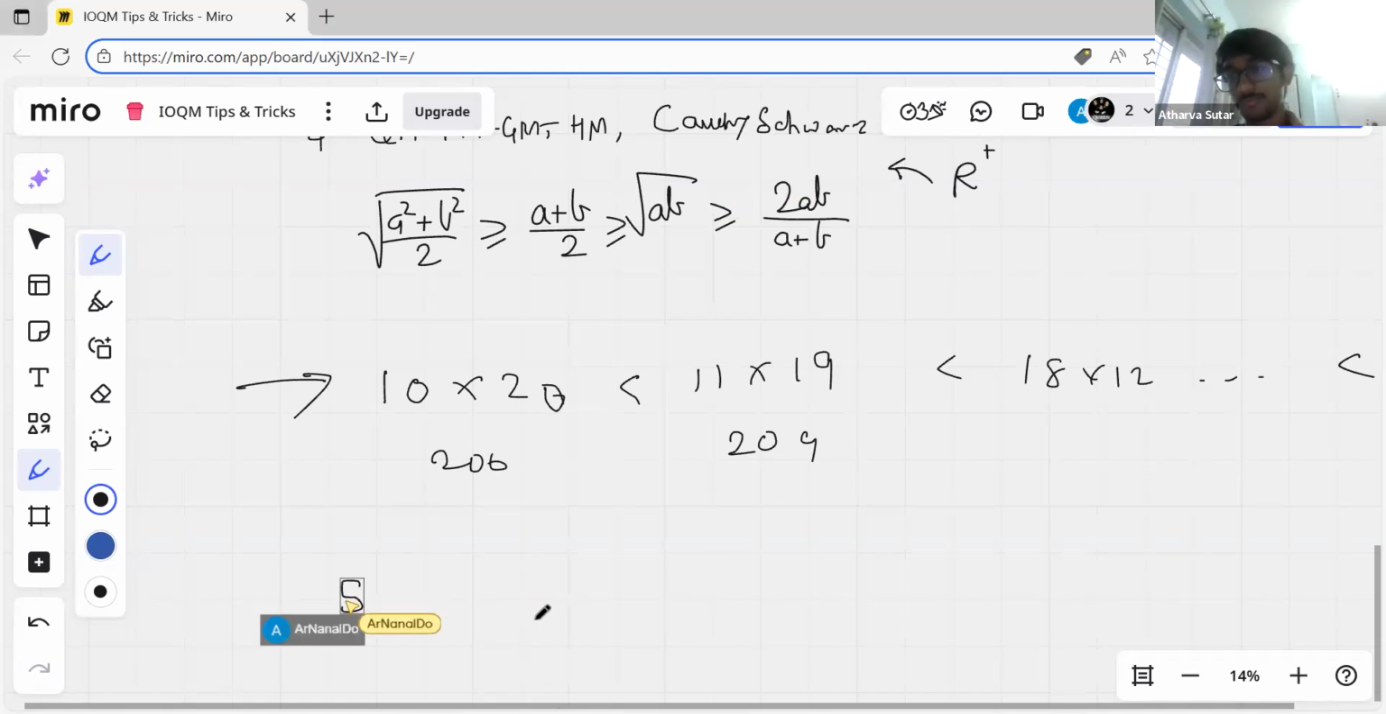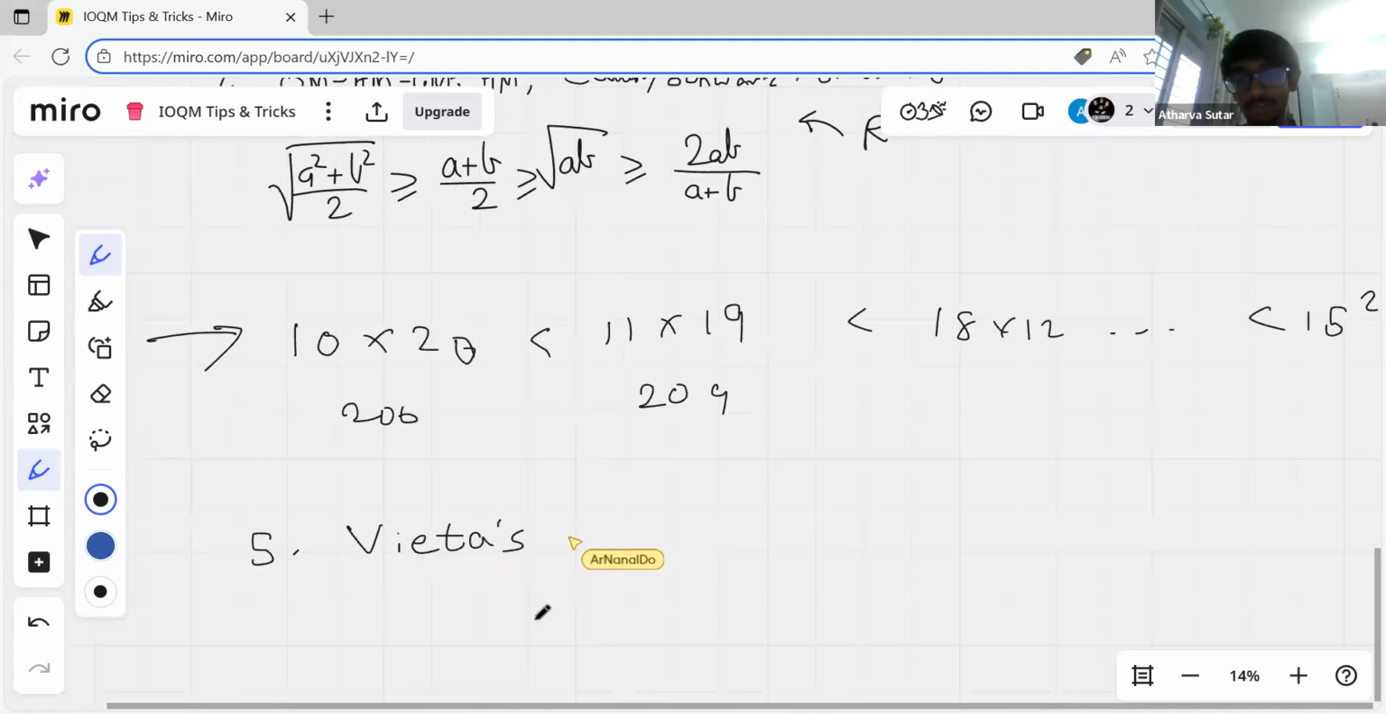Vieta's relation, like for the coefficients of the polynomial. Many questions based on this have been asked in IOQM, and they're asked every year. So you should definitely learn this relation for every degree polynomial. I mean, learn the pattern basically. Do not confuse this with beta jumping. Beta jumping is not used in IOQM at all.